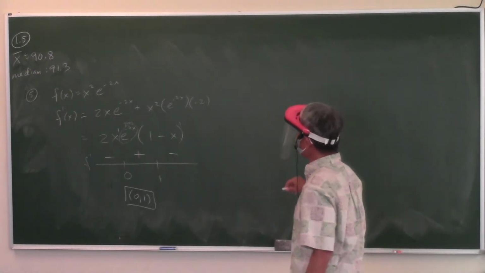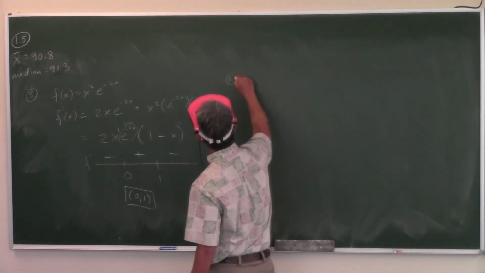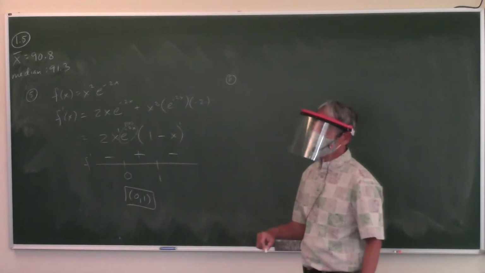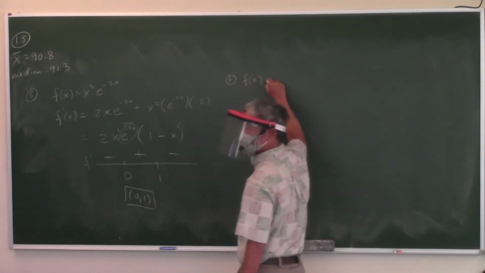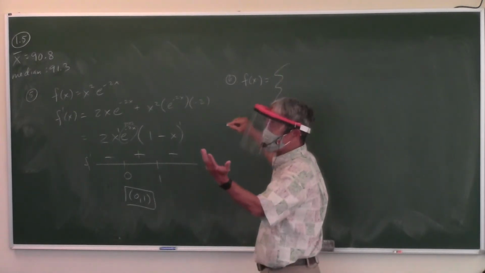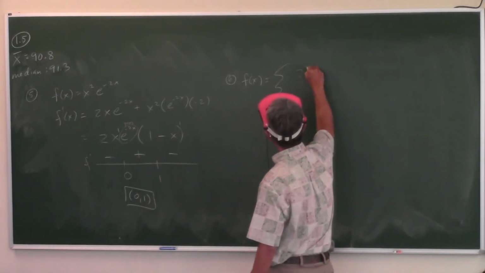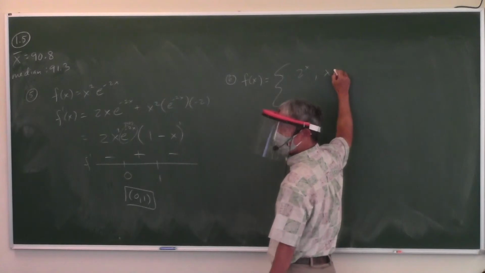Okay, we have to do number 6. Like I told you, this is on the AP exam multiple choice every year, and that's why it's going to be on the test. It's the same problem you got on your worksheet, just with different functions there.